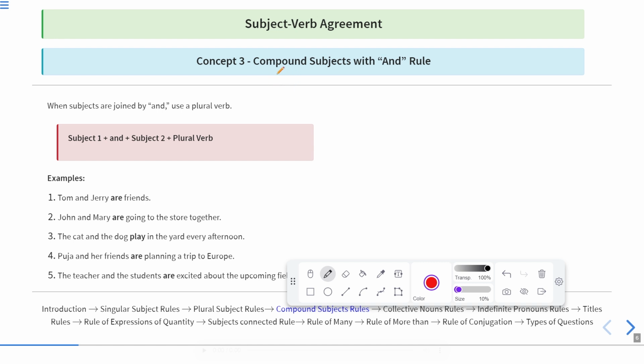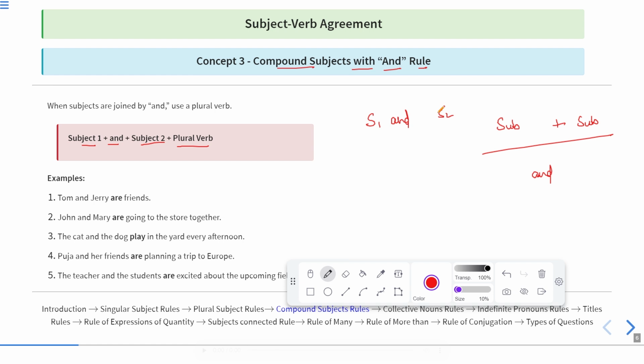Here, another concept is compound subjects with and rule. Now, what is compound subject? Compound subject means when we add two subjects together. Okay, when we join two subjects together, this will become the compound subject, and we join these two subjects with the word and. Okay, now let us see. Subject 1 and subject 2 plus plural verb. It means when we add subject 1 and subject 2 with the help of and, so these two subjects are separate.